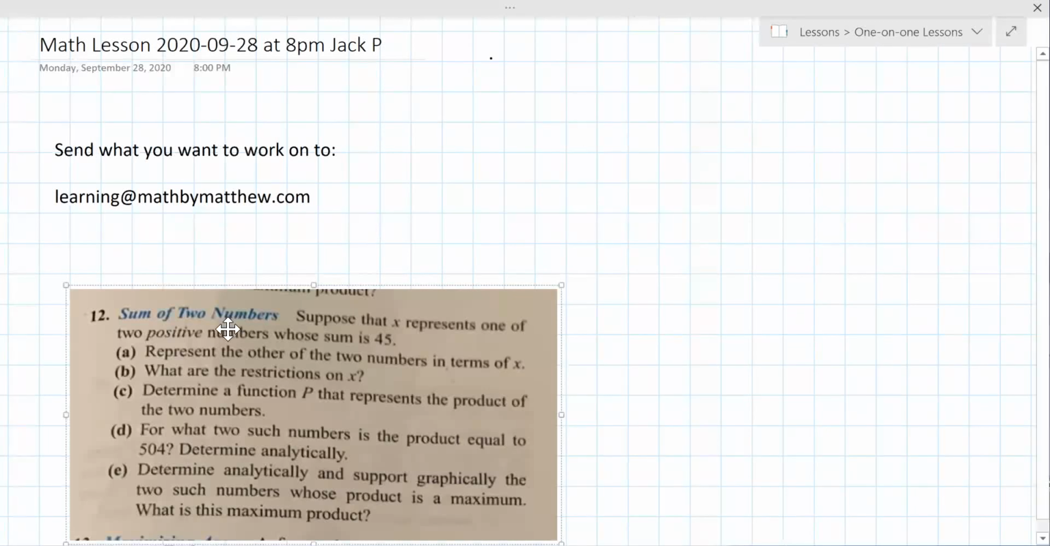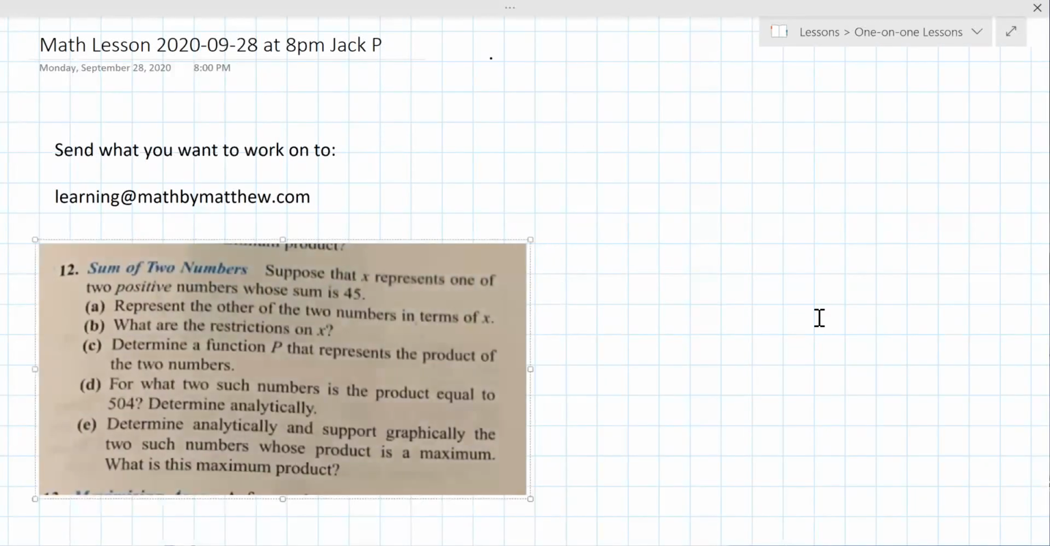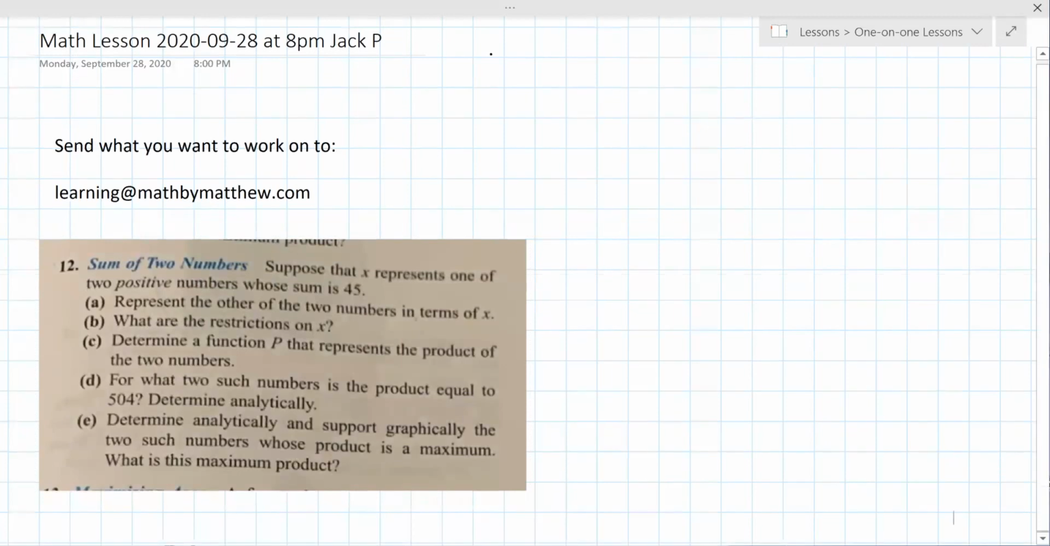Should be seeing my screen. See it? And we'll get started with this one, okay?